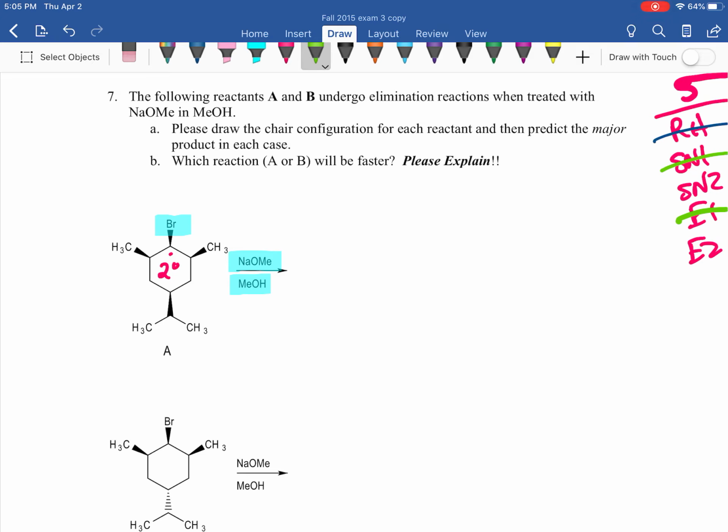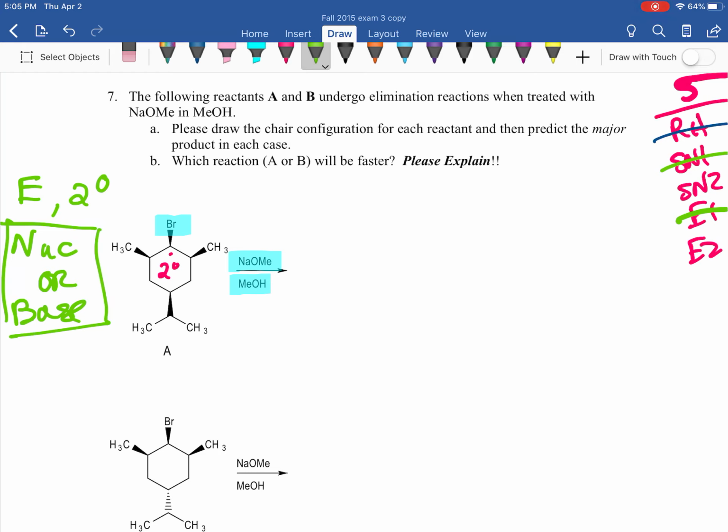So how do we tell SN2 versus E2? Well, on a secondary electrophile, you have to look and see if you have a nucleophile or a base. So this is something you want on your cheat sheet. You definitely want to be able to tell those 2 apart. And this feels like a sparkle pen moment. This is a base, not a nucleophile. So this is on a secondary, that's a base. So base means we cross out the SN2 and we have an E2.